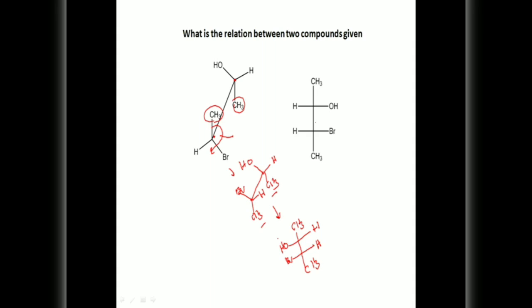So in this case, what is the relation between these two compounds? Actually, these two are exact mirror images, because here OH and Br are on the right side, and here OH and Br are on the left side. So the relation between these two is enantiomers.